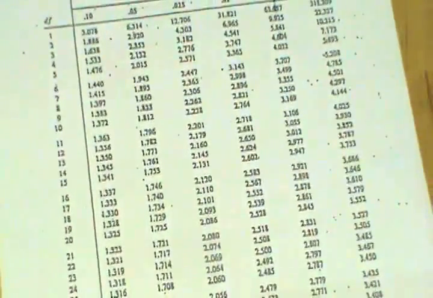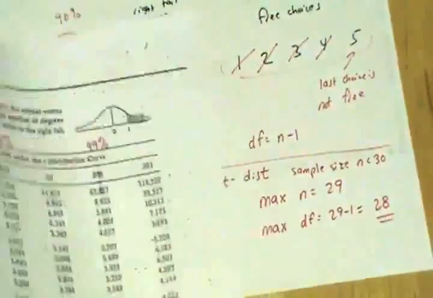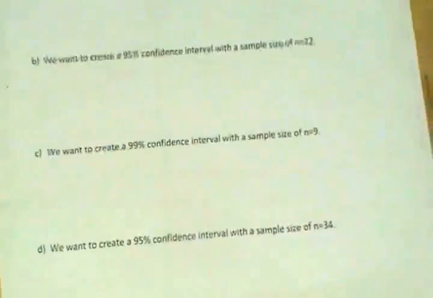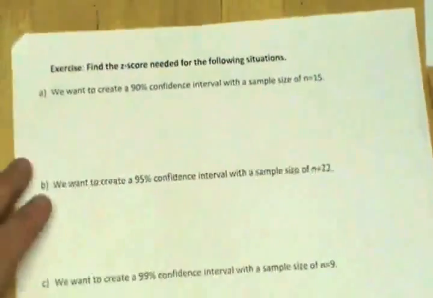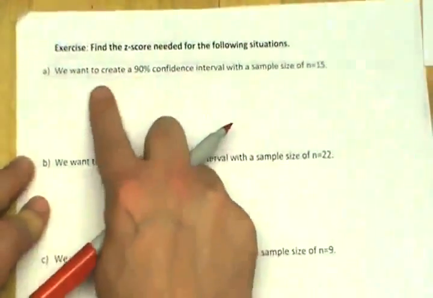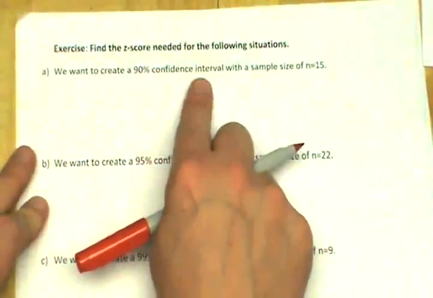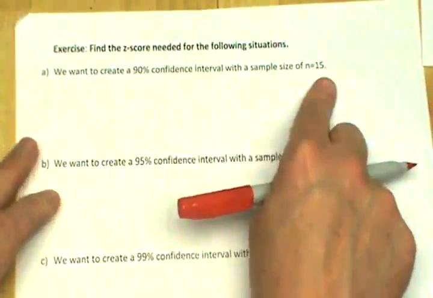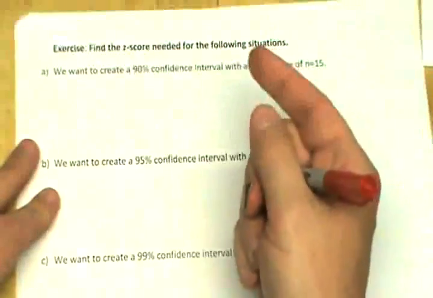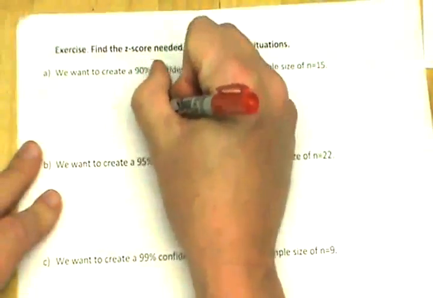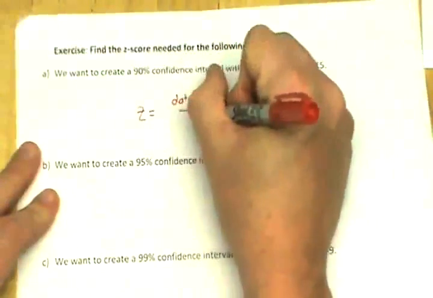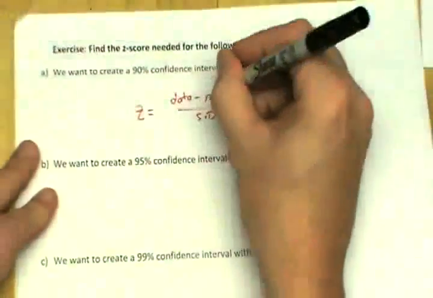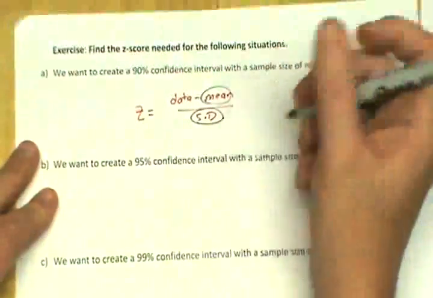So let me show you how this works when it comes to the t-distribution. Let's say we want to create a confidence interval, and we have this scenario: we would like to create a 90% confidence interval with a sample size of 15. Eventually we're going to find a mean and a standard deviation, and you're going to write the z-score as data minus mean divided by the standard deviation. You'll know the mean and the standard deviation based on whatever the question tells you.